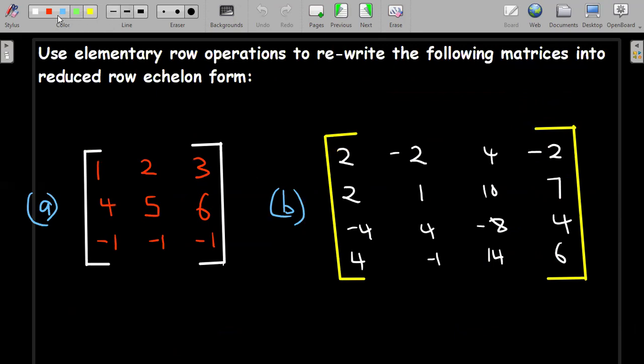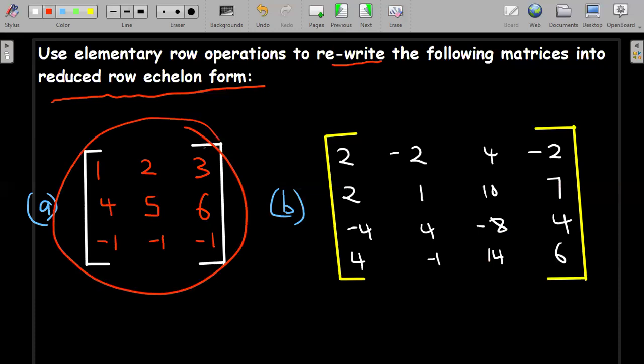All right, so here now we have this question. They're saying use elementary row operations to rewrite the following matrices into reduced row echelon form. So we have two matrices there. We are going to write this matrix here in reduced row echelon form. So let's do that.